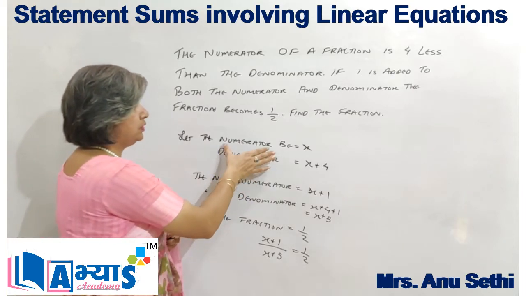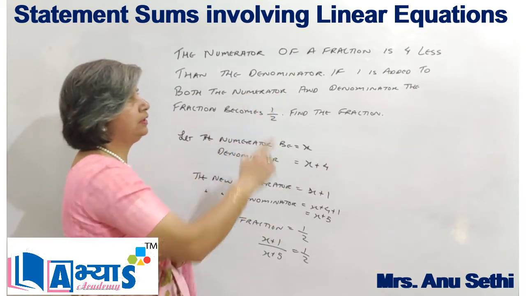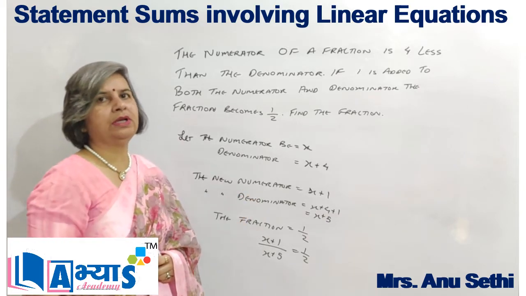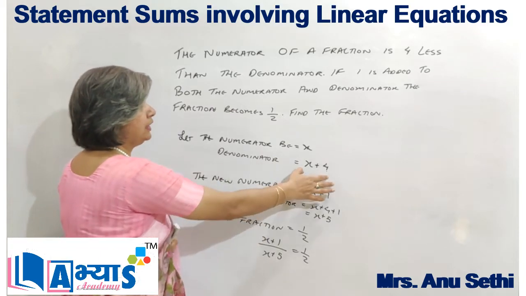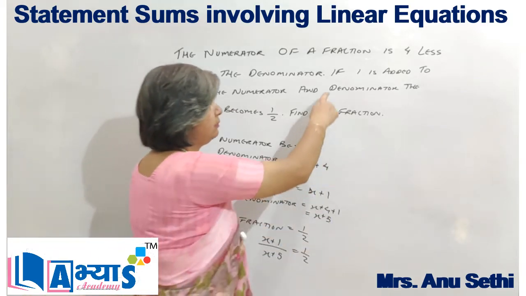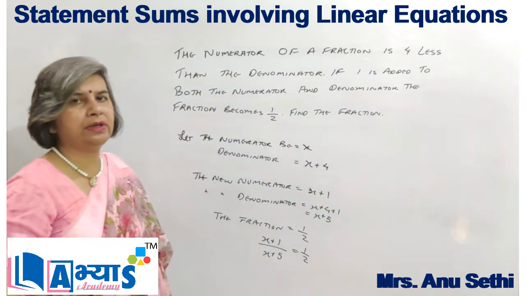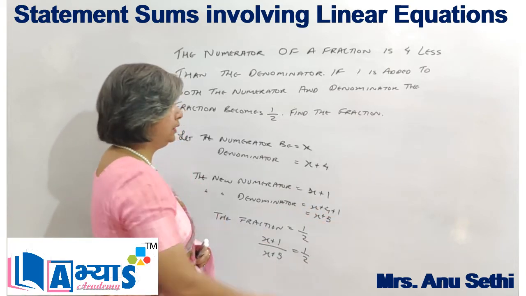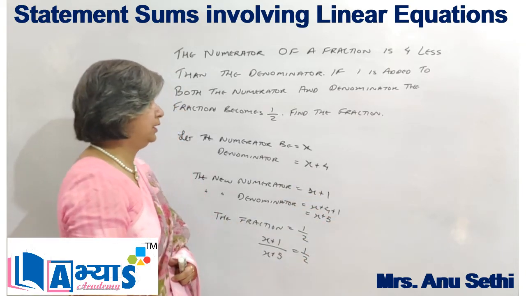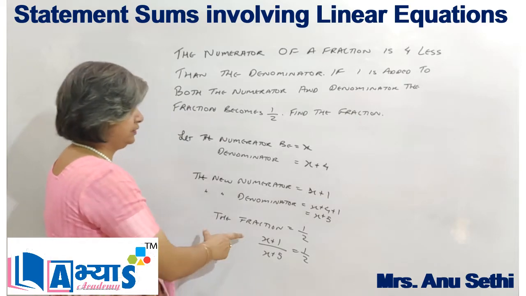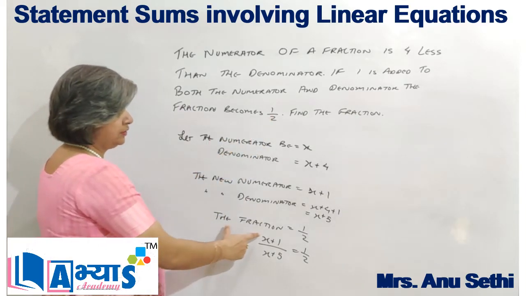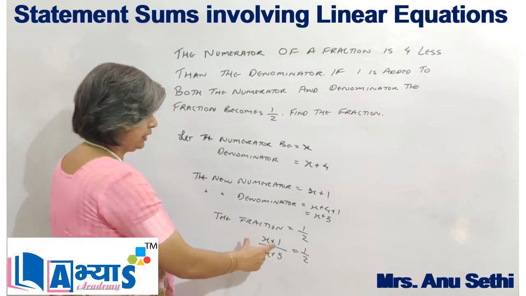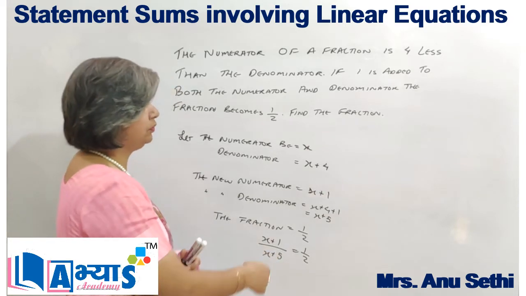That means we have assumed the numerator to be x and we were given that the numerator is 4 less than the denominator, or we can say the denominator is 4 more than the numerator. So the denominator became x plus 4. In the second statement it was given that 1 is added to the numerator and the denominator. So I added 1 to the numerator and 1 to the denominator. The numerator became x plus 1 and the denominator became x plus 5. According to the question, the fraction is 1 by 2. So putting the values of the numerator and the denominator, the equation becomes x plus 1 upon x plus 5 is equal to 1 by 2.